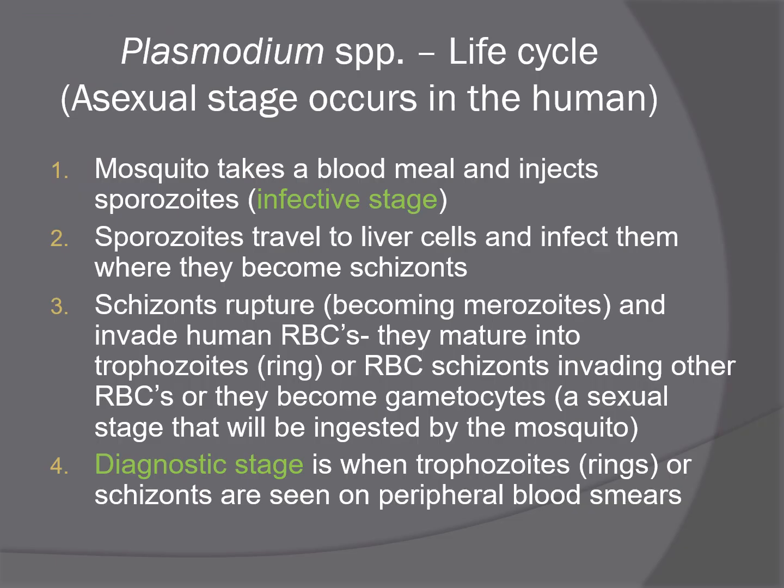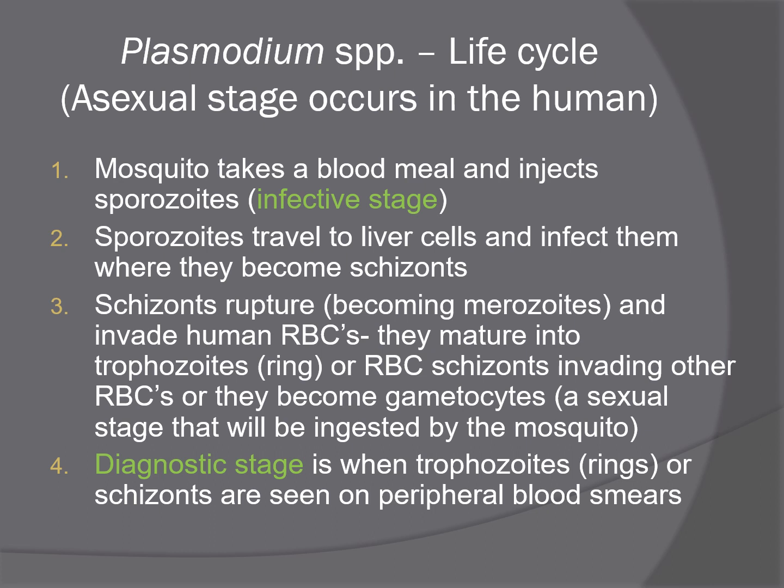Let's take a look at the very complex life cycle of the Plasmodium organism. Like I said, they have a very complex life cycle. The infected mosquito bites a human and injects its sporozoites. That's the infective stage. The sporozoites penetrate human liver cells, and then the sporozoites become cryptozoites, then schizonts and merozoites. The merozoites are released and invade RBCs. They develop into mature trophozoites or ring forms. Some merozoites become gametocytes. Gametocytes include microgametes, which are essentially male gametes, and macrogametes, which are essentially female gametes.